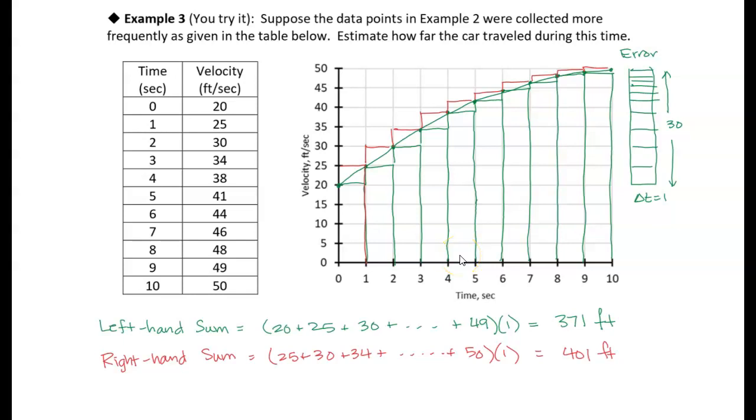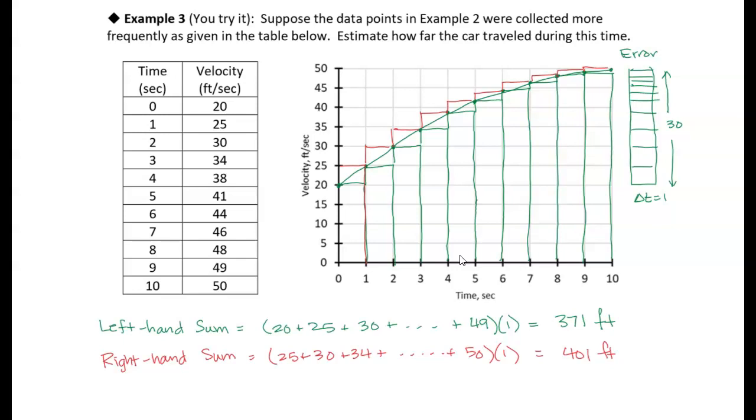Right, so this example is basically the same as the example before, but we've got data that's been sampled every second instead of every 2 seconds. And so what I've done is plotted the points, and I've drawn the rectangles representing my left-hand sums, right? And then I've computed the left-hand sum. All right, so I got 371 feet.